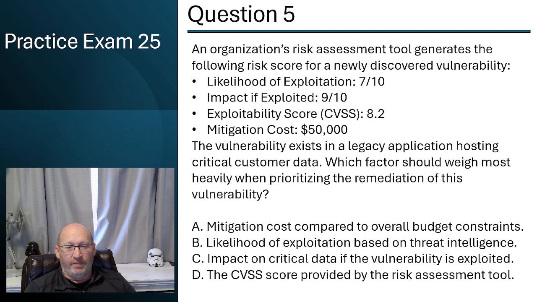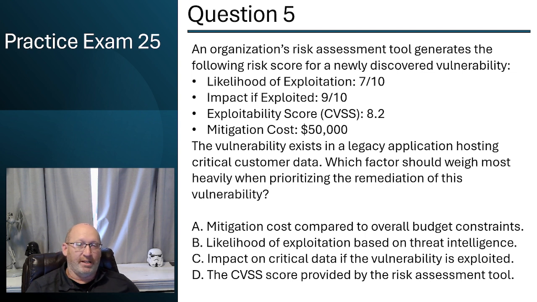B, likelihood of exploitation based on threat intelligence. Where was that likelihood of exploitation? 7 out of 10. 7 out of 10 is a high likelihood. I would say possible. Definitely possible. C, impact of critical data if the vulnerability is exploited. We see a 9 out of 10 on impact. Can hurt our system very, very heavily if it impacts us. Another great answer. And then D, the CVSS score provided by the risk assessment tool.